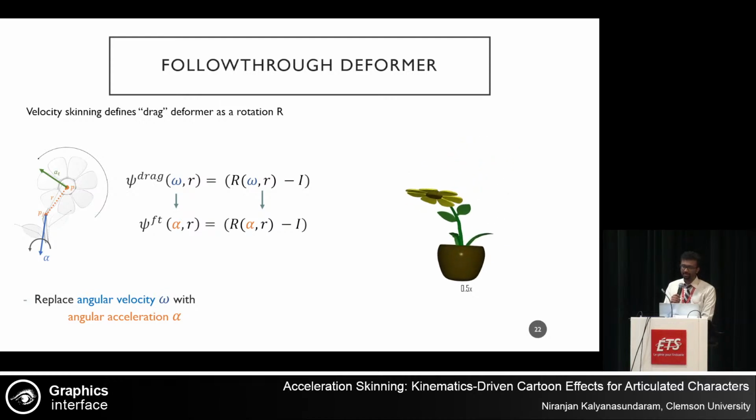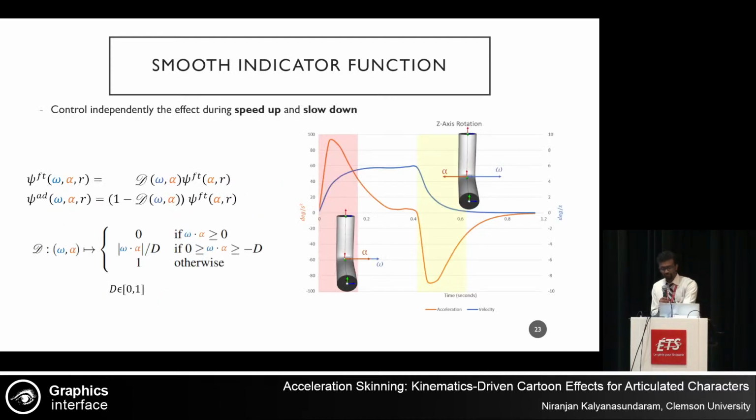But why stop there? Moving forward, one of the quirks that we found with that was we can't independently control how much deformation occurs at the speed up phase versus the slowdown phase. So what we decided to do then was create a mechanism to separate these two. And we do that using what we call a smooth indicator function.